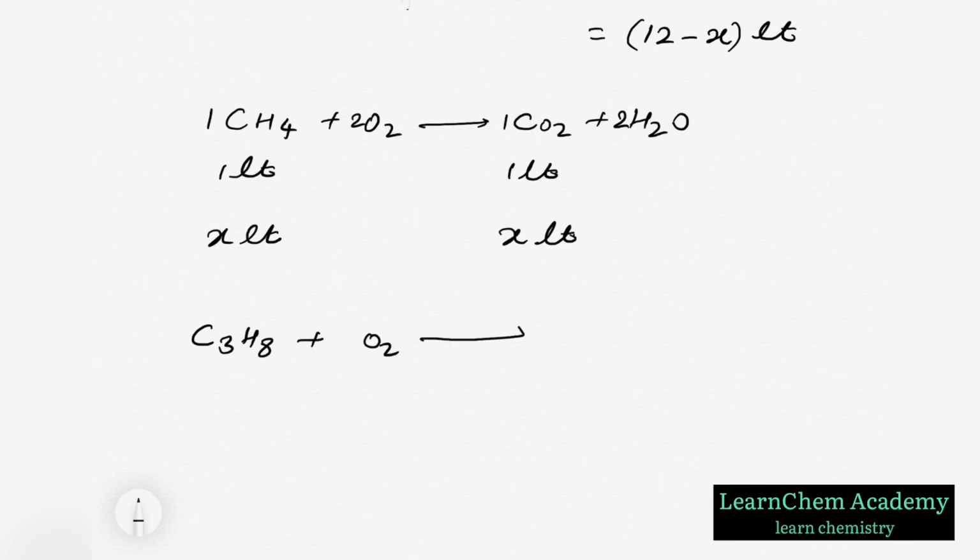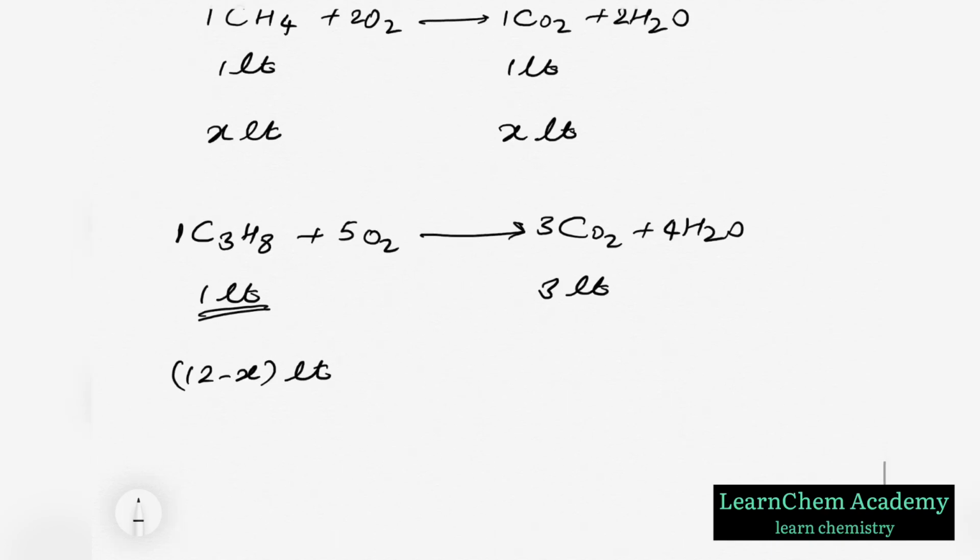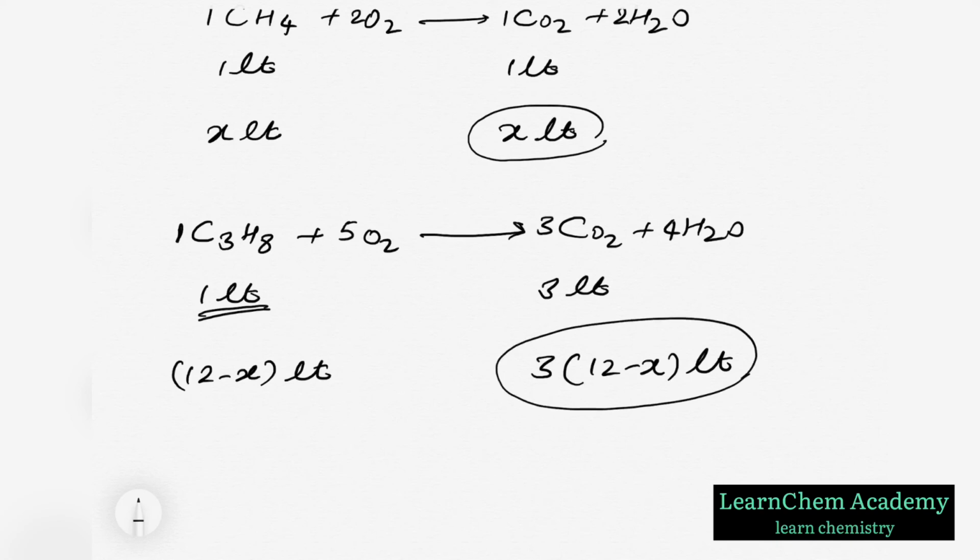Propane reacts with oxygen and also forms CO2 and H2O. This is the reaction for complete combustion. If we balance it, 1 mole of propane reacts with 5 moles of oxygen and forms 3 moles of CO2 and 4 moles of H2O. So 1 liter of propane produces 3 liter of CO2. Similarly, 12 minus X liter of propane produces 3 into 12 minus X liter of CO2.